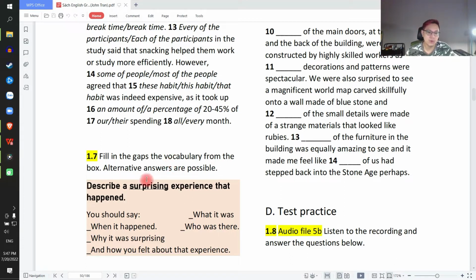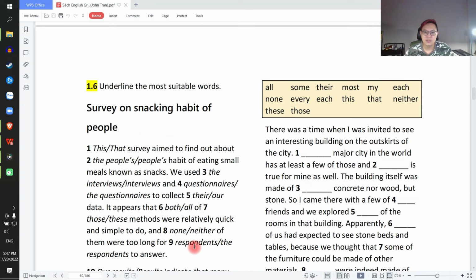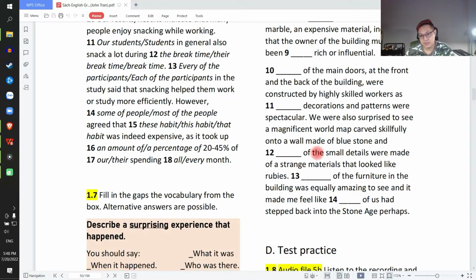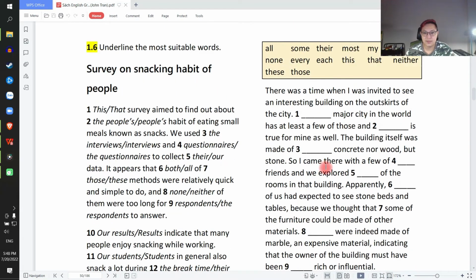You should say when it happened, nó đã diễn ra lúc nào. What it was, nó đã là cái sự kiện gì vậy. Who was there, người nào đã ở đó. And why it was surprising, tại sao nó đã đáng ngạc nhiên như vậy. And how you felt about the experience, và bạn cảm thấy thế nào về cái trải nghiệm đó. So you have all the words here. All, some, there, most, my, each, none, every, each, this, that, neither, these and those. So 14 gaps. Okay, let me just read now.